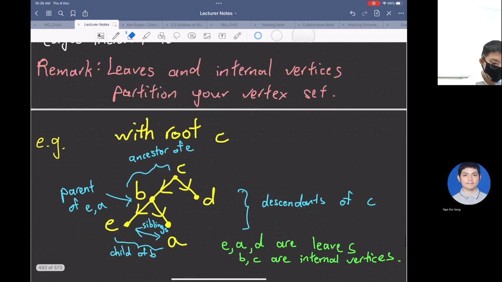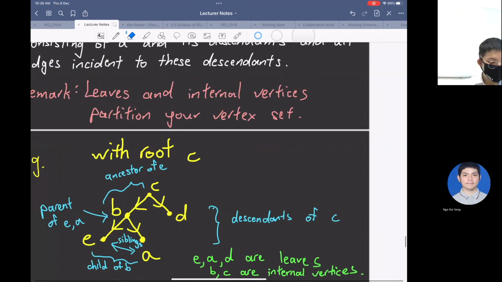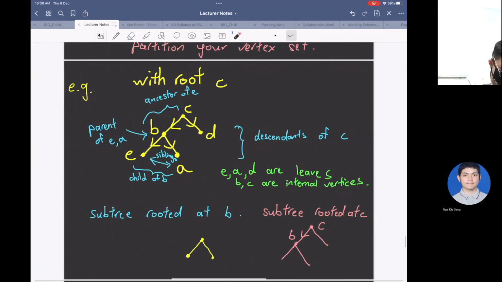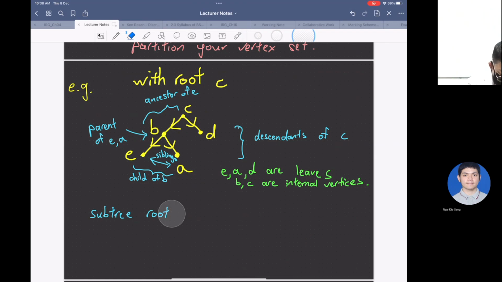Okay, so let us recall again. What's the parent? Parent is the unique vertex that is directed to the vertex if the vertex is not a root. So everything that is not a root should have a parent. Does everyone have a parent? Yes, right. Who has no parent? Oh, C. Yeah, C is the root, so C has no parent.